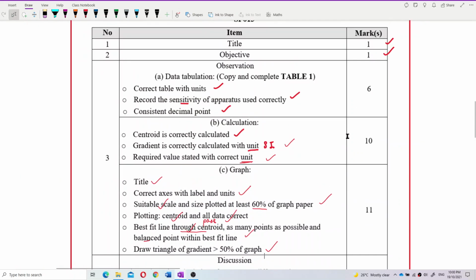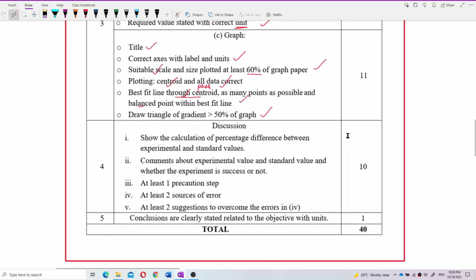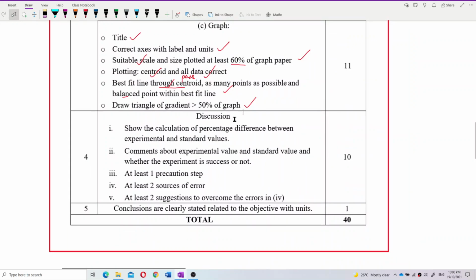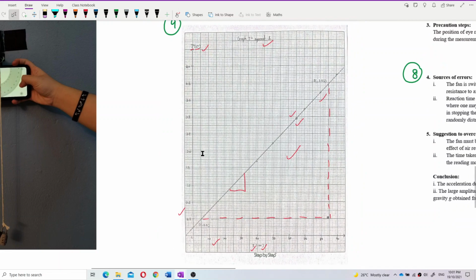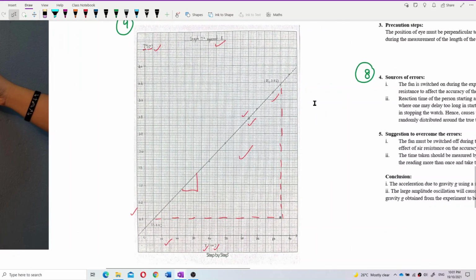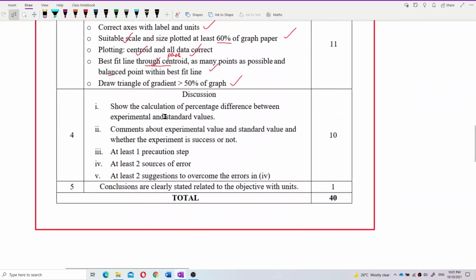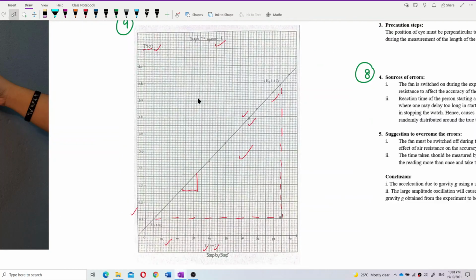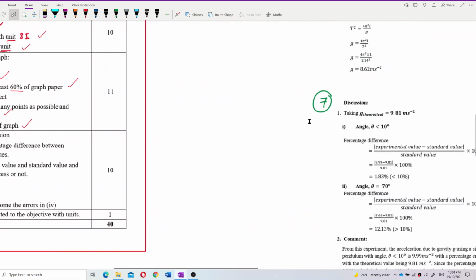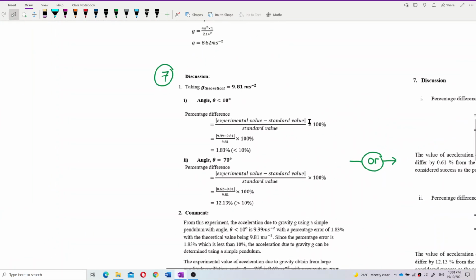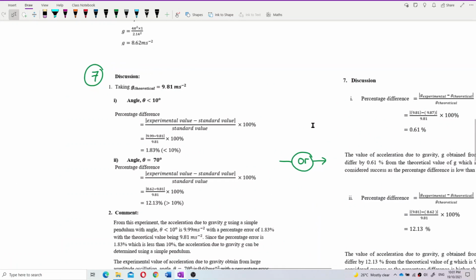Now, next is to look at the discussion part. I think this is a good graph. Now let's look at the discussion part. Yeah, let's go to the discussion part. Okay, where's the discussion part? This one. Yeah, the discussion part.